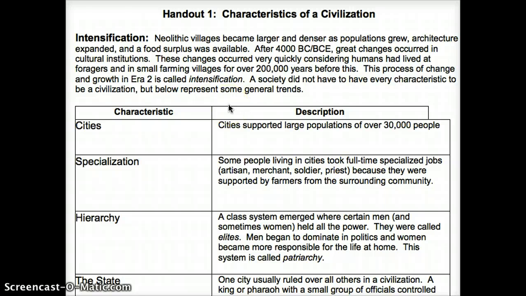Neolithic villages became larger and denser as populations grew. Architecture expanded and food surpluses were available. After 4000 BCE, great changes occurred in cultural institutions. These changes occurred very quickly considering that humans had lived in foraging and small farming villages for over 200,000 years before this. This process of change and growth in Era 2 is called intensification. Okay, so there it is. The process of change and growth is called intensification. A society did not have to have every characteristic to be a civilization, but below represents some general trends. So let's go through those.